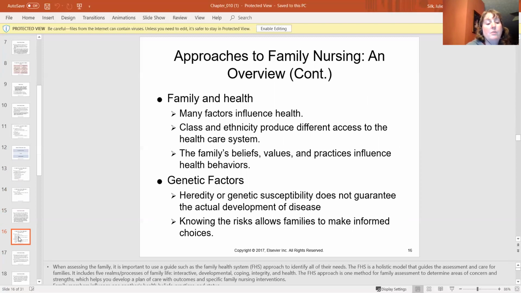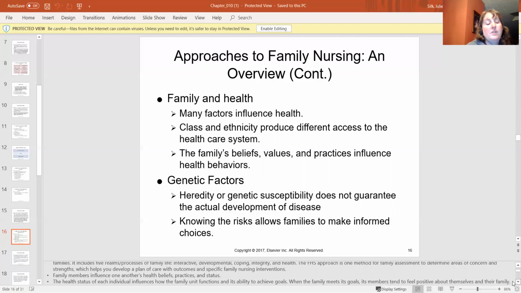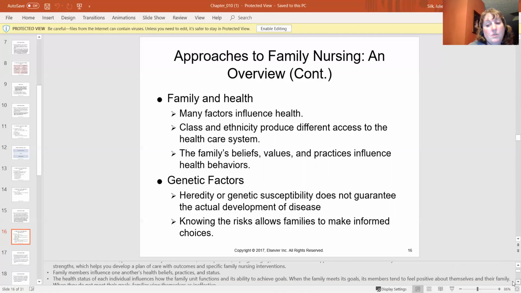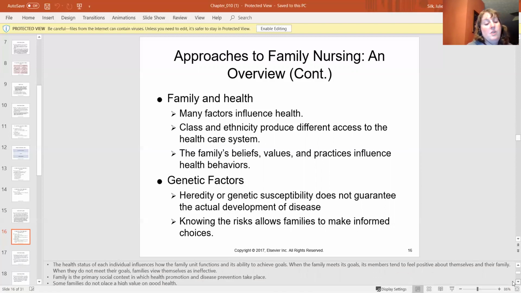It includes 5 realms or processes of family life: interactive, developmental, coping, integrity, and health. The family health system approach is one method for family assessment to determine areas of concern and strengths, which helps you to develop a plan of care with outcomes and specific family nursing interventions. The health status of each individual influences how the family unit functions and its ability to achieve goals. When the family meets its goals, the members tend to feel positive about themselves and their family. When they do not meet their goals, families view themselves as ineffective.